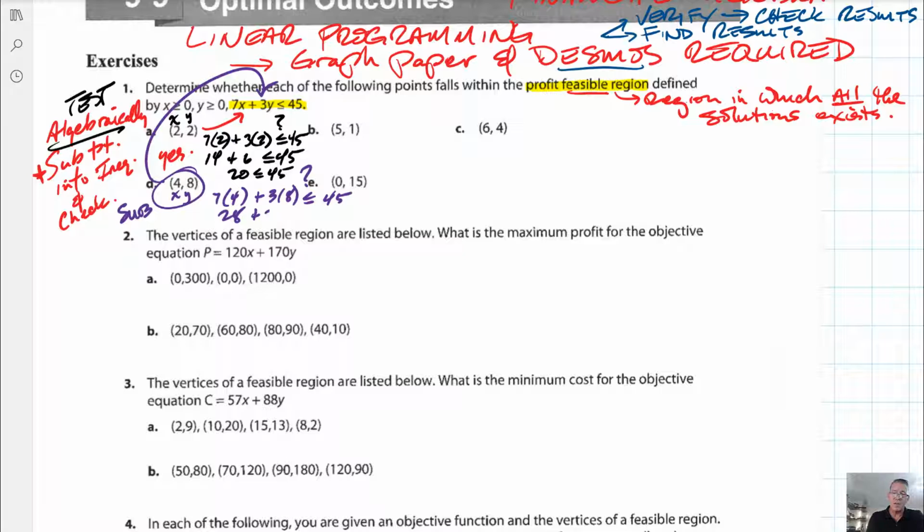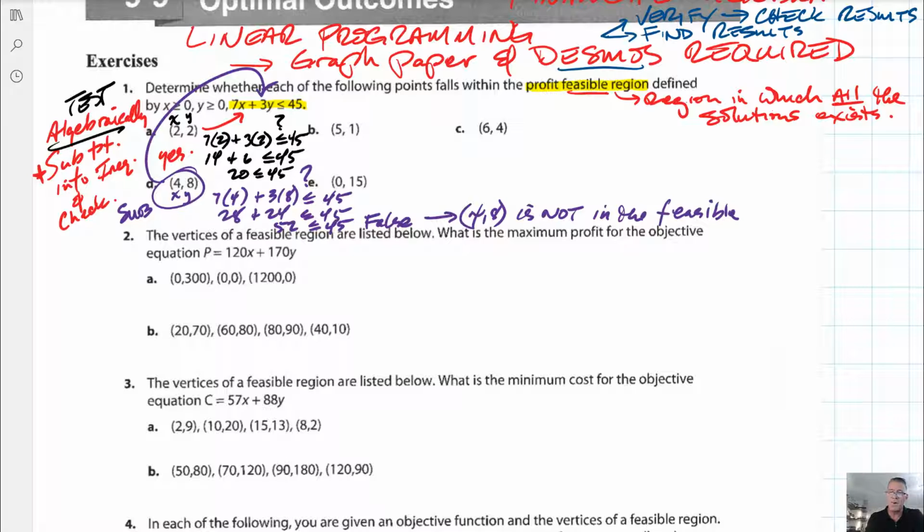So here we have 28 plus 24. Is that less than or equal to 45? Let me see, 28 and 24 is 52, and 52 is greater than 45. So this is a false statement. Okay, so that means that (4, 8) is not in the feasible region. So I'm going to say that (4, 8) is not in the profit feasible region.